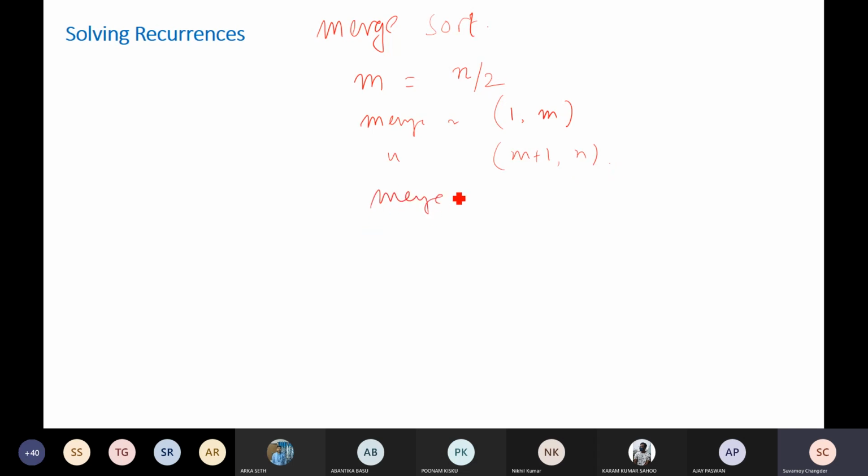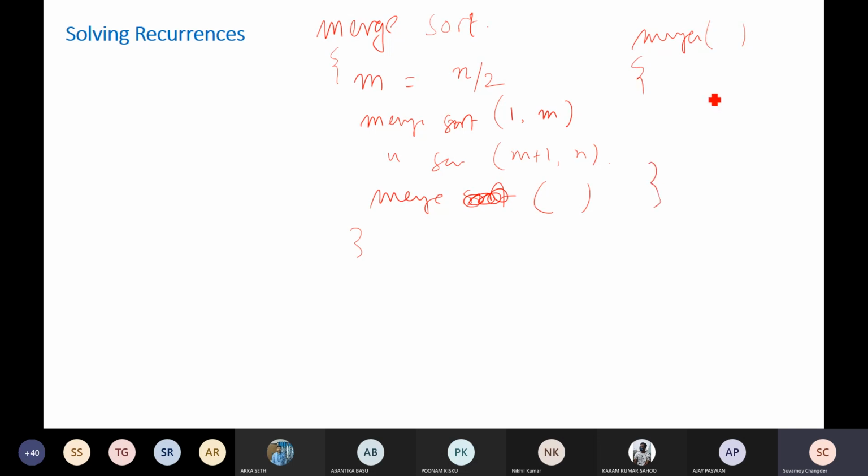Then we call a value function like this, merge sort with all these values, and this is the algorithm of merge sort. So for merge sort again, or for merge, if this is merge sort and this is merge sort, this one is merging. So we write a merge function here.